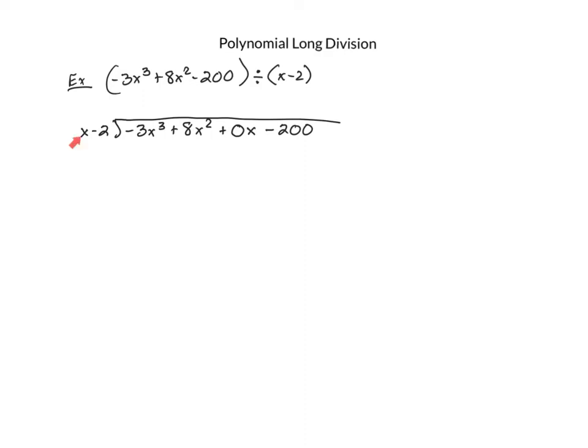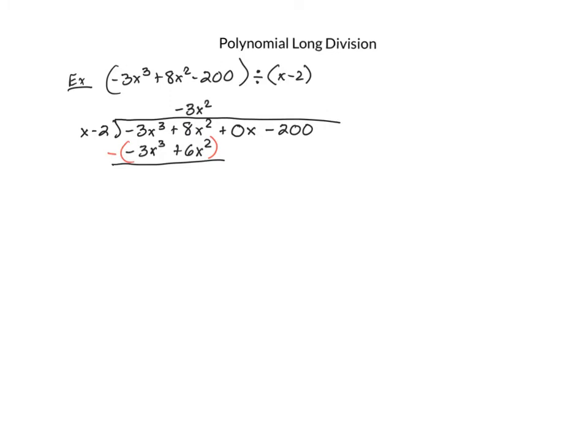We're looking at the first term here and the first term here. What do we need to multiply by x to get negative 3x cubed? And the result is negative 3x squared. So let's put that up here, negative 3x squared. Multiply these two together and write it down right here. So we have negative 3x cubed plus 6x squared, and we subtract.